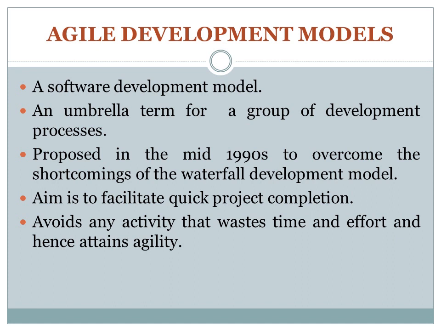Now as said, the Agile development model is a software development lifecycle model. It is not a single process or model, but actually a group of models. So it is an umbrella term for a group of development processes. It was proposed in the mid 1990s to overcome the shortcomings of the waterfall model. Its main aim is to facilitate quick project completion, and it avoids any activity that wastes time and effort, and hence attains agility. That is the reason why the model is named the Agile Development Model.